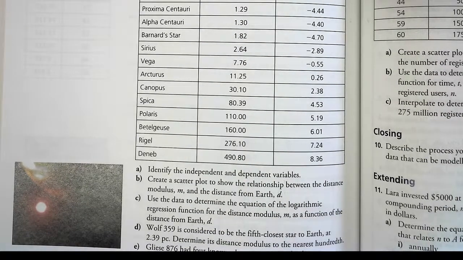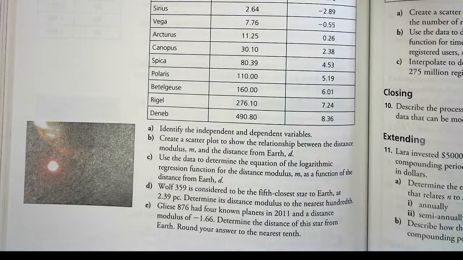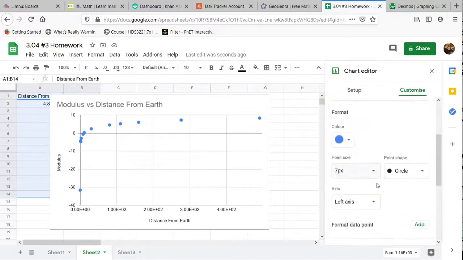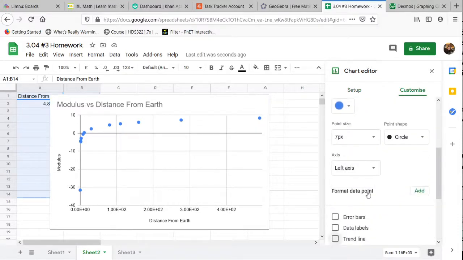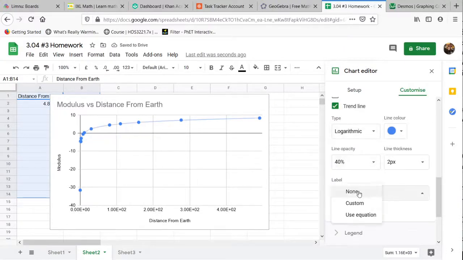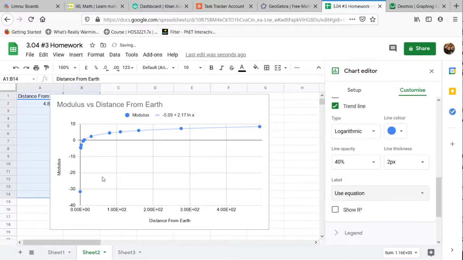Now we have to use this data to determine the regression equation, the logarithmic, to get the distance modulus m as a function of the distance from Earth d. So this tells you later on that distance from Earth d should have been your x. That's right in part C. So we are going to come in, again, pick our trend line, use the logarithmic plot, and pull up our equation. So here is the equation that describes our modulus.